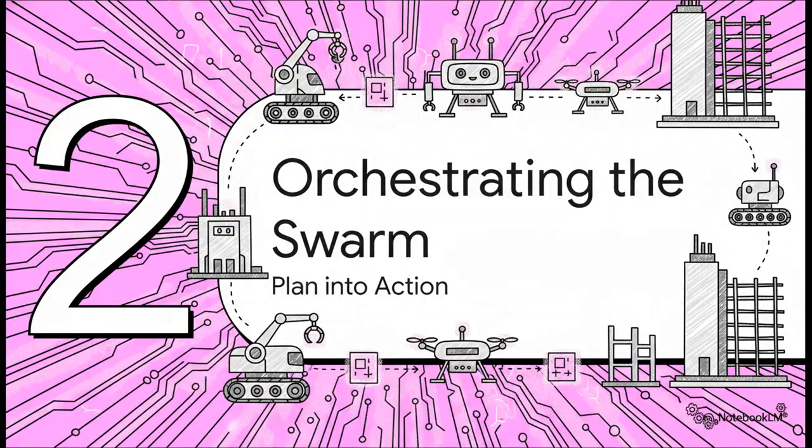All right, so we've got our living blueprint, our digital twin. Now it's time for phase 2, taking that perfect digital plan and handing it off to the crew on the ground, which in this case is a massive swarm of autonomous robots.